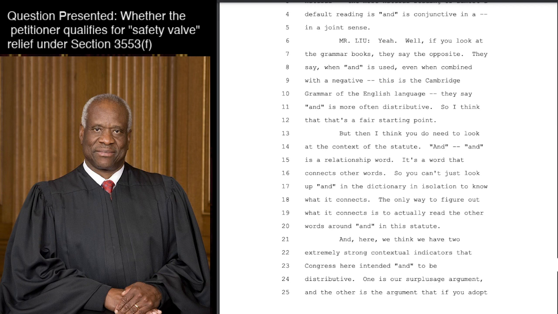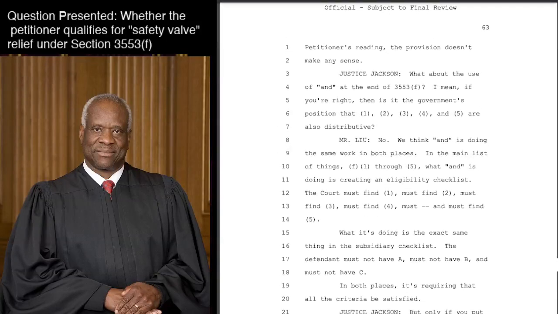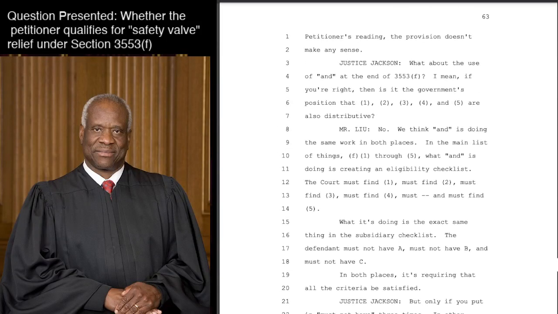And here, we think we have two extremely strong contextual indicators that Congress intended "and" to be distributive. One is our surplusage argument, and the other is the argument that if you adopt petitioner's reading, the provision doesn't make any sense. What about the use of "and" at the end of 3553(f)?